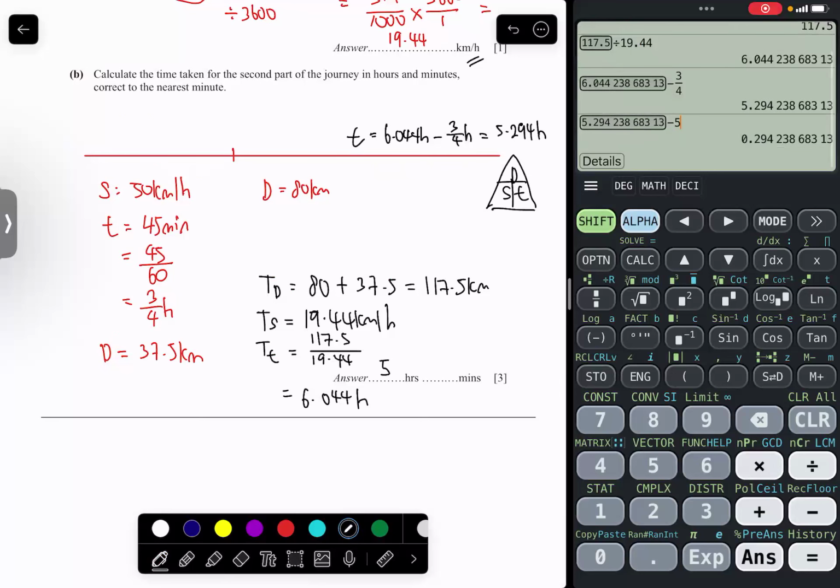Okay, which converts into 5 hours. So I minus 5. The 0.294 is not 29 minutes. I've seen a lot of people write 29 minutes. You need to convert time. So 17.64 minutes, rounded to the nearest minute, is 18 minutes.